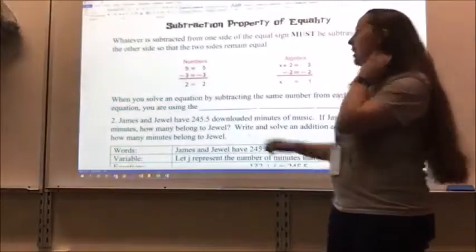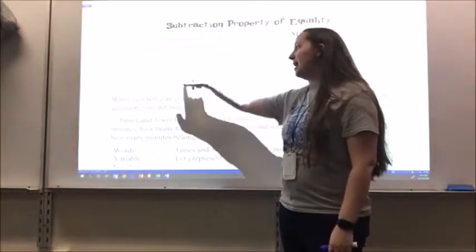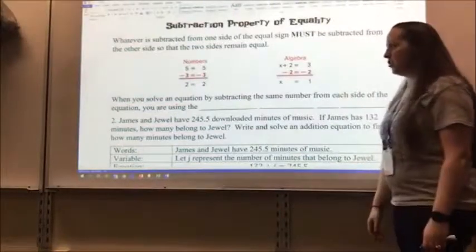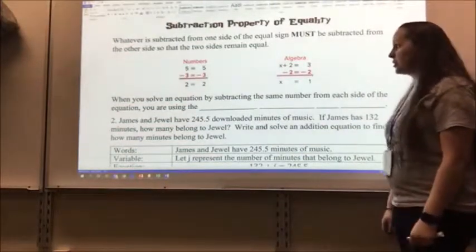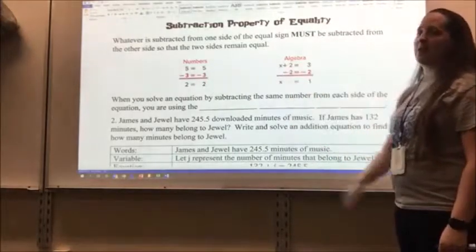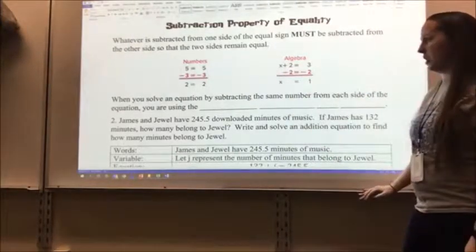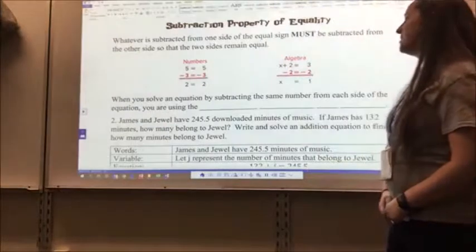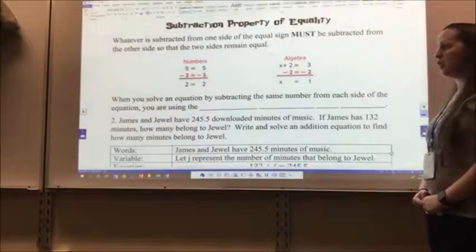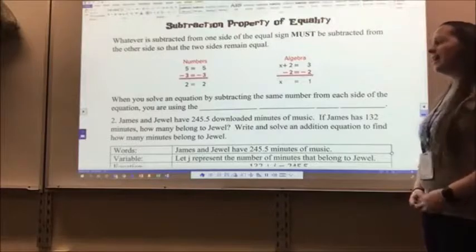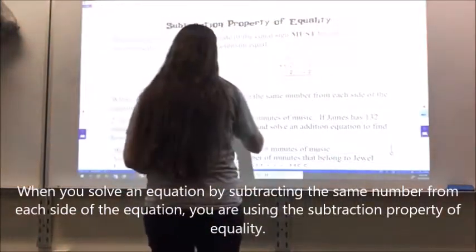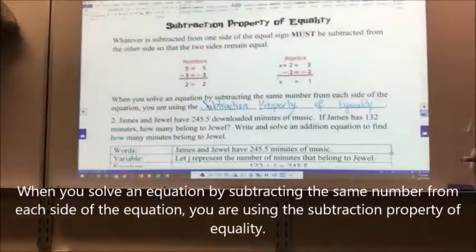For example, with numbers, if I subtract 3 from one 5 in 5 equals 5, I have to subtract it from both 5's. Otherwise, my equation is no longer equal. Same thing with algebra. x plus 2 equals 3. If I subtract 2 from my left side of the equation, I have to subtract it from the right side of the equation. When you solve an equation by subtracting the same number from each side of the equation, you are using the subtraction property of equality. In those 4 blanks, you're going to write subtraction property of equality. So when you solve an equation by subtracting, you're using the subtraction property of equality.